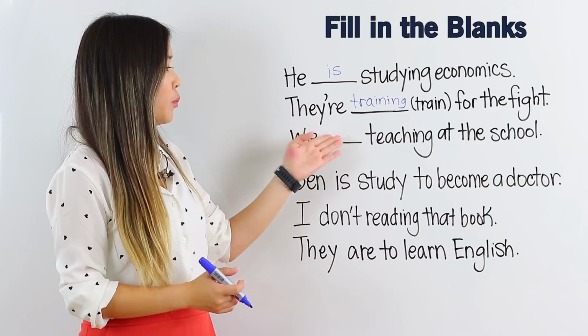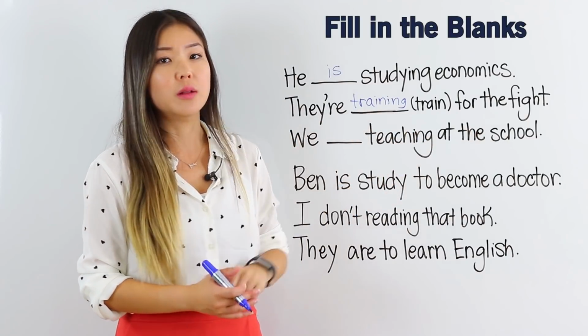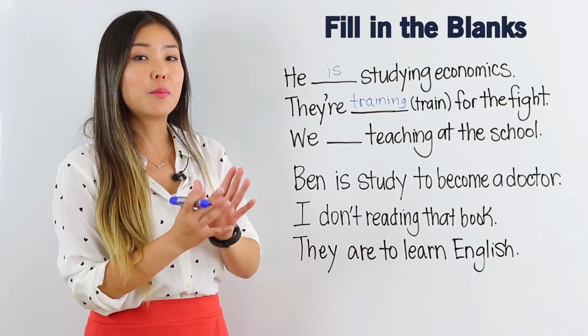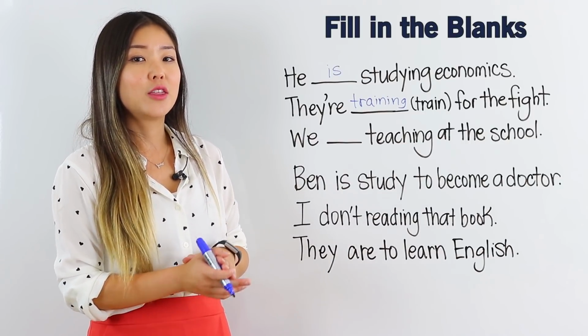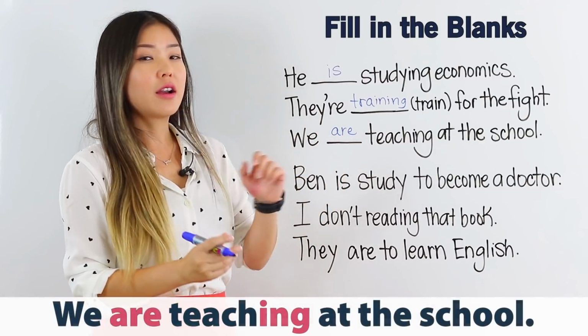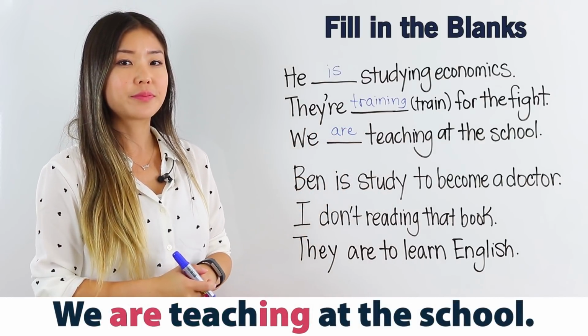And we blank teaching at the school. Again, we're missing the be verb. What is the be verb for we? The correct answer is are. We are teaching at the school.